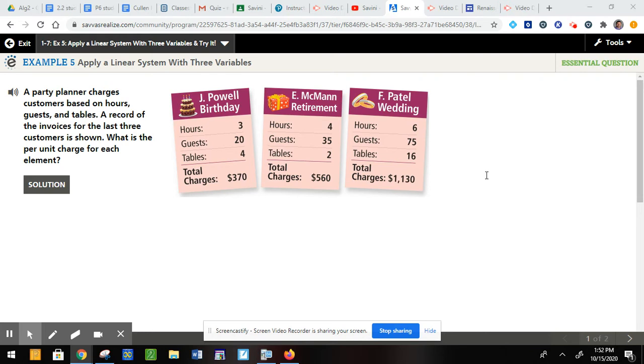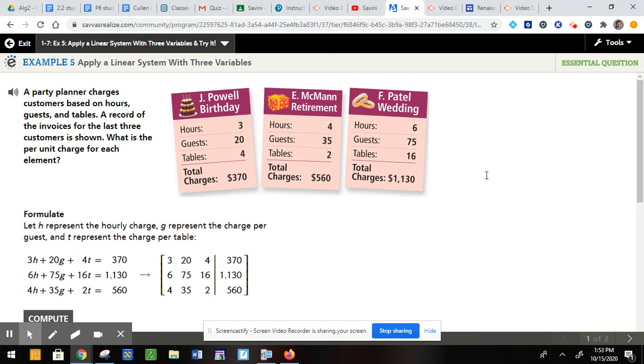So this one's saying a party planner charges customers based on hours, guests, and tables. So there's three things that factor into the total charge. So the record of the invoices is shown. We need to figure out how much each thing costs. All right, so what is the per unit charge for hours, guests, and tables?